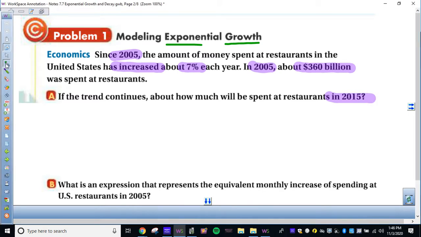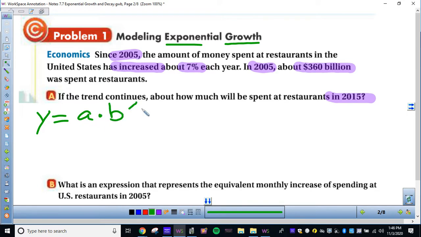Always, every single time I'm plugging things into an equation, I write the equation down. So y equals a times b to the x power. X is almost always some function of time. It is not always. We'll do a problem today where it's not a function of time, but many times it is a function of time. So I'll give you a chance to write that down.